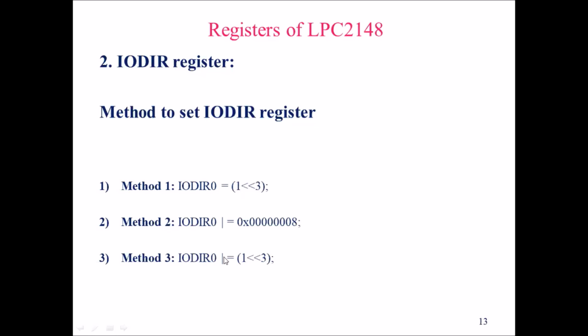The third method is IODIR0 OR-equals 1 left shift 3, which means that I am setting the third pin in port 0 as the output pin. So there are 3 methods, and you can use any of these methods in your programming to represent the input and output direction. So there are 3 methods to represent the IODIR instruction.